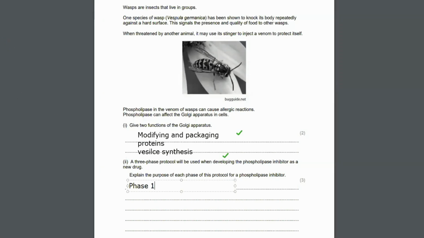Okay, a 3-phase protocol. Pause the video for this next question. The 3-phase protocol, what's it for? To do with testing drugs. Well, phase 1 sees if the drug is harmful, also tests what's the safe dose.